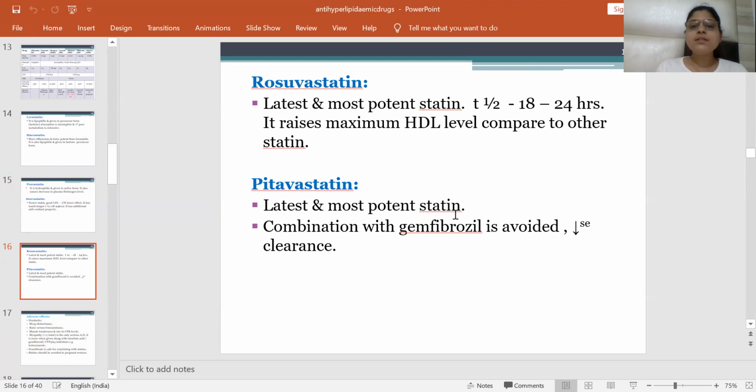And pitavastatin is the latest and most potent statin. When it is combined with fibrates like gemfibrozil, it causes myalgia and myositis can occur, which leads to increased side effects because of reduced clearance, so it is avoided.